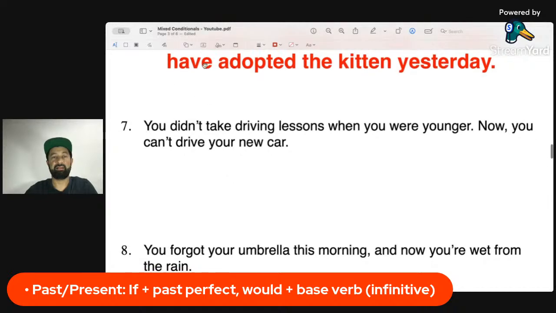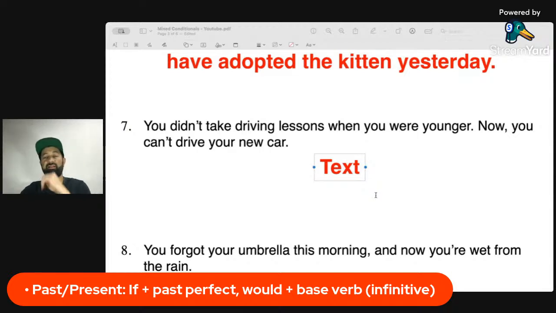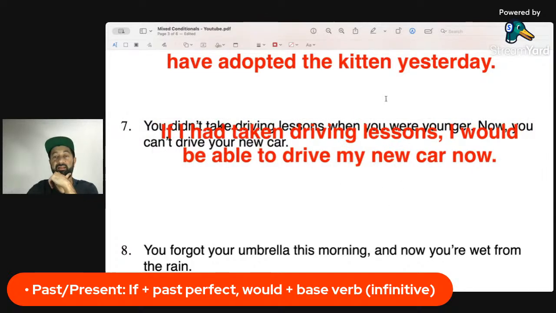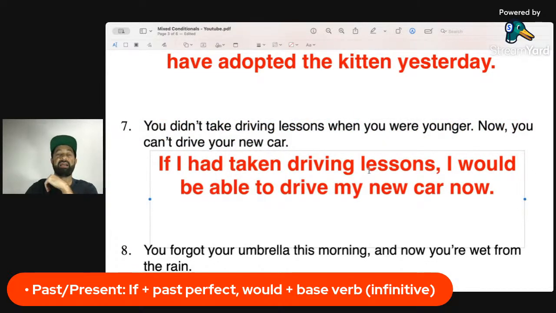Okay, let's see. What could we answer for this? Maybe if I had taken driving lessons, I'd be able to drive my new car now. Okay. So we're talking about a past action that is affecting current action.